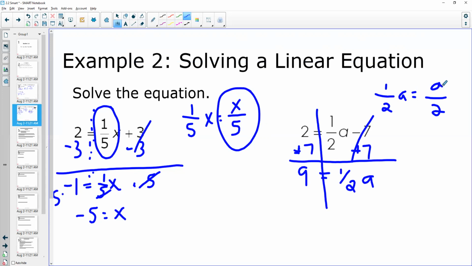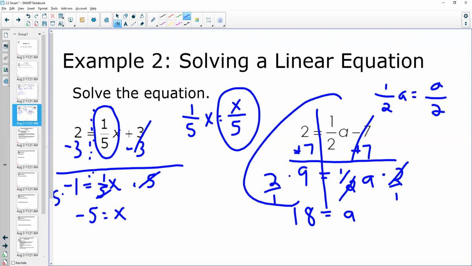A over 2. So the opposite of that is multiplying both sides by 2 over 1. Okay, that's going to cancel the 2's. 2 times 9 is 18. So a equals 18, and you can go back and check. So if I put 18 in for a, 2 equals half times 18 minus 7. Well, half times 18 is 9, minus 7 is 2, so that works.